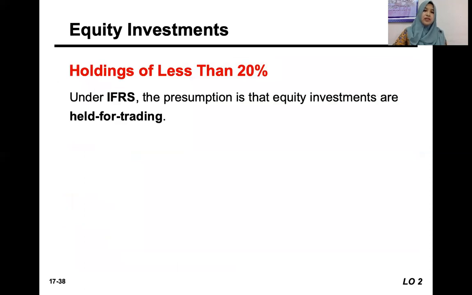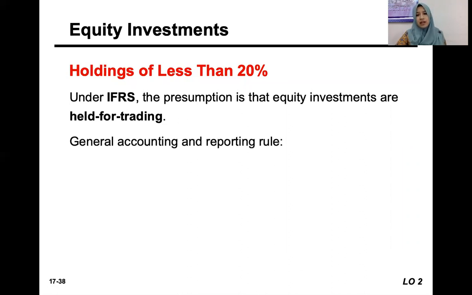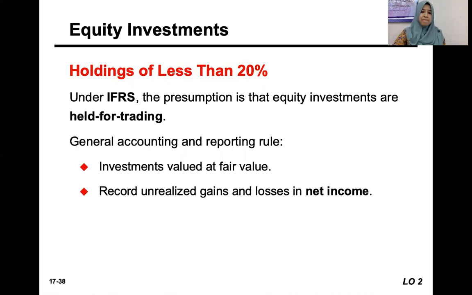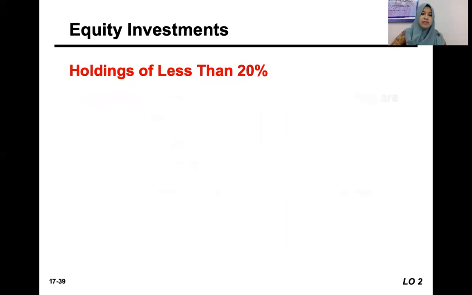Okay, now we look at equity investments under the category of holding less than 20%. IFRS generally presumes that all equity investments with less than 20% ownership interest are classified as held for trading, and we use the fair value method to measure the equity investment subsequent to the initial purchase. Because we classify it as trading, any unrealized gains and losses will be reported in the net income, or in the income statement.